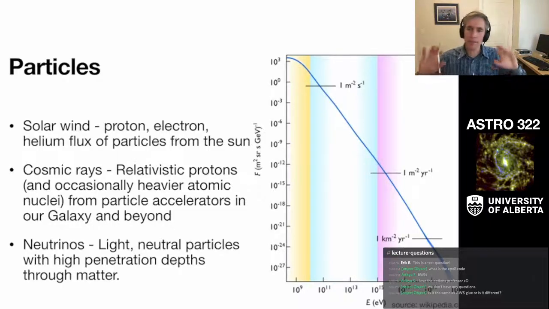Light is something that I teach in Physics 124, so I'm pretty sure that you fine students of physics have seen a lot about it. We've seen a little less in terms of what particles look like. Particles that we receive here on Earth tend to be single subatomic particles that come into our atmosphere. And there's kind of two flavors of these. The first, and by far the dominant one, is called the solar wind.